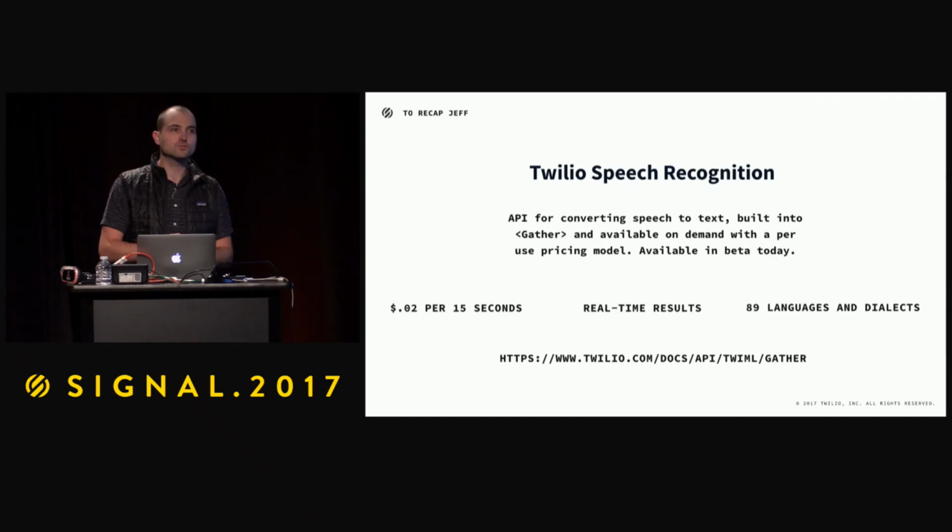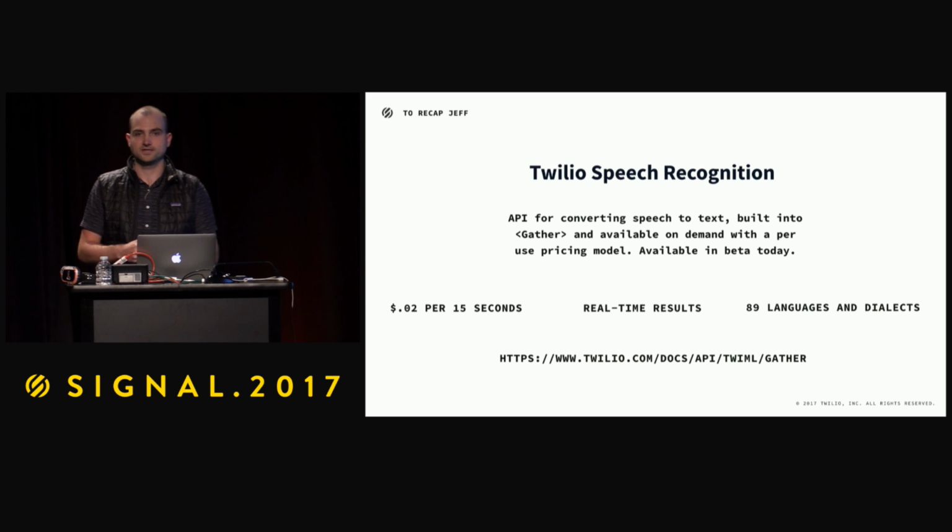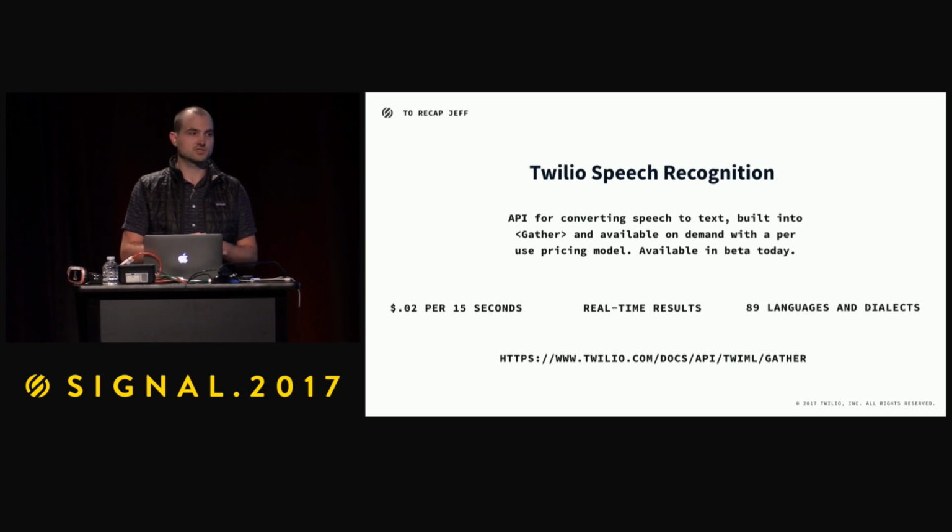So to recap Jeff, he got to do the big reveal, but here's the gist of it. Speech recognition is an API for converting speech to text. It's built directly into Gather, which is the primitive we have for collecting user input. It's available today in public beta. It's 2 cents per 15 seconds, offers real-time results, and offers 89 languages and variants right out of the box. We just shipped the docs this morning to the Gather docs, so if you want to follow along on your phone or laptop as we walk through the docs, it's there.